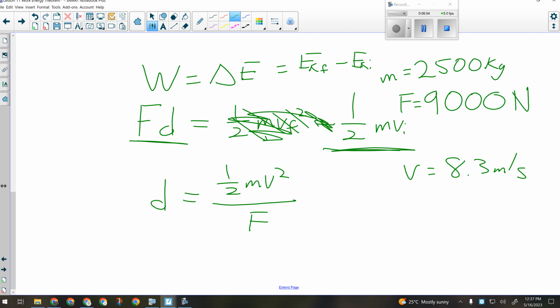I now know M, V, and F. Can I fill them in? Okay. So let's say I fill them in for me being a responsible driver who is going the speed limit through a playground zone. 1/2 times 2,500 times 8.3 squared divided by 9,000. So all I've done is substitute those numbers into this formula.